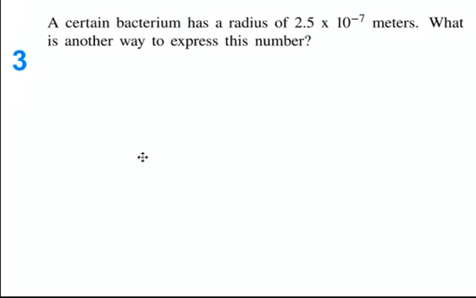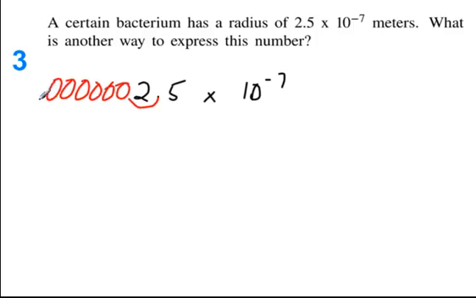3. A certain bacterium has a radius of 2.5 times 10 to the negative 7 meters. What is another way to express this number? Well, obviously, standard notation. So I'm going to take that number, and this time, which way am I going to move the decimal? Left. So if I go 1 place to the left, how many more do I have to go? 6. So I put 6 zeros. And then I put my decimal there.